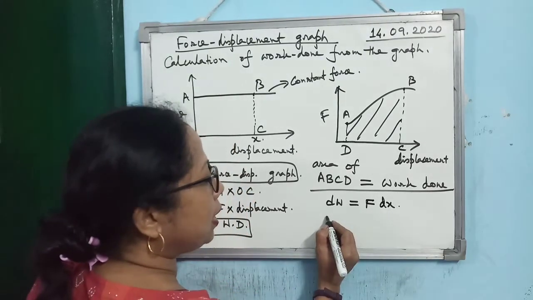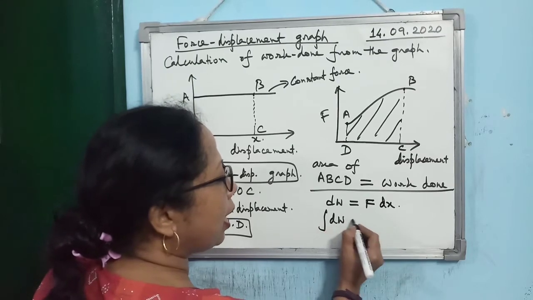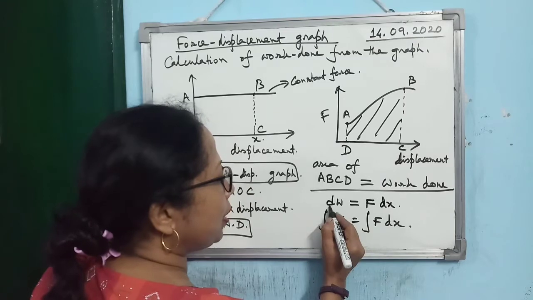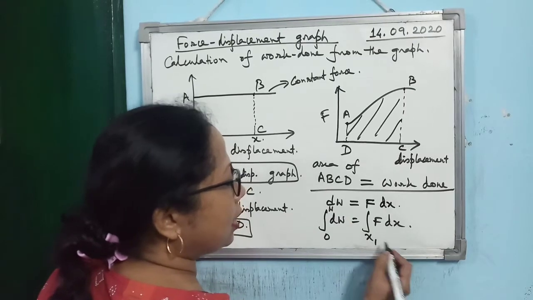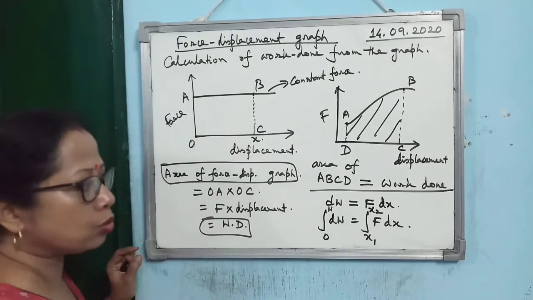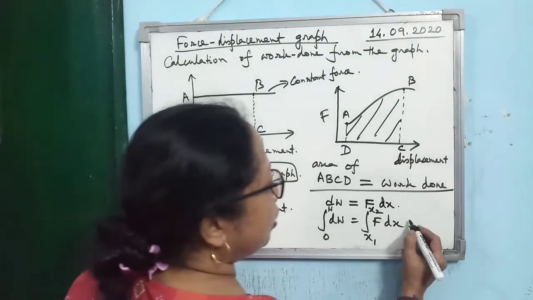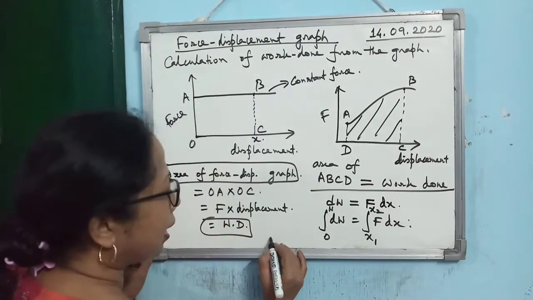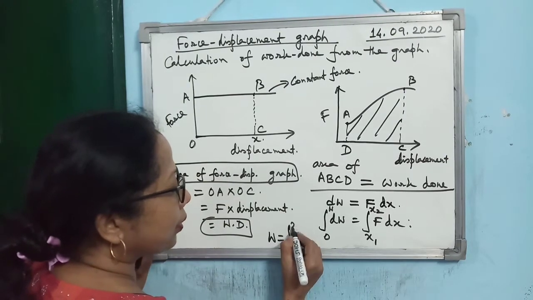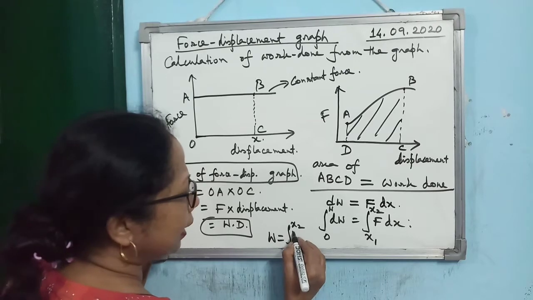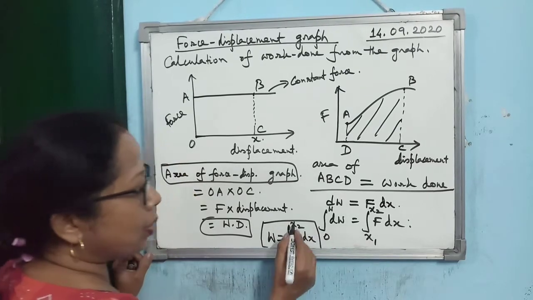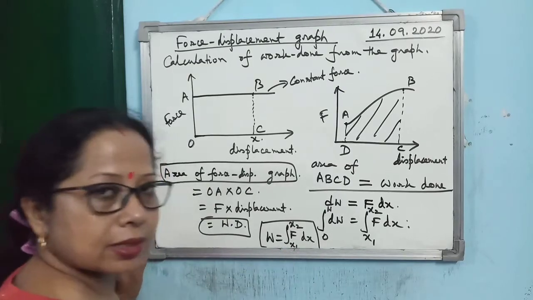So what will be the total work done? You have to integrate both sides. So it will be the integration from 0 to W on the left, and on the right the limits of integration will be x1 to x2. Now the integration from 0 to W is W. So one can write, by the calculus method, that work done is given by the integration from x1 to x2 of F dx.